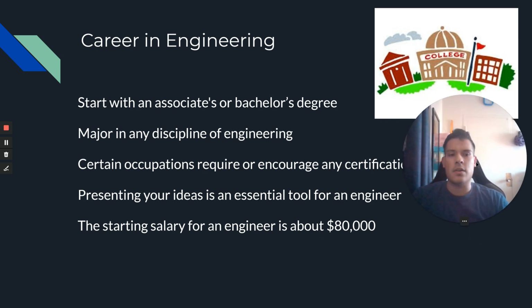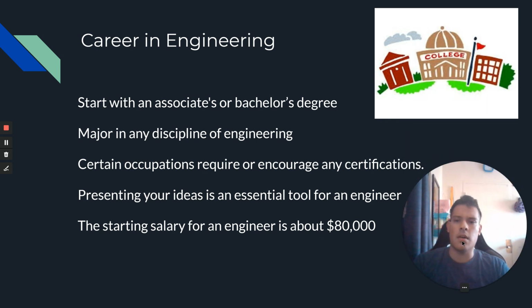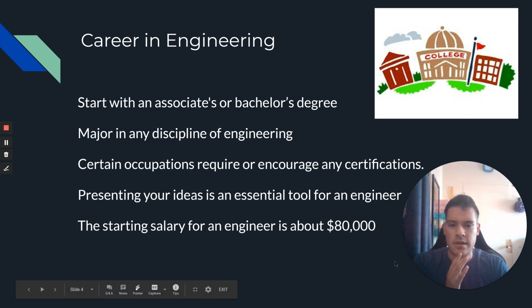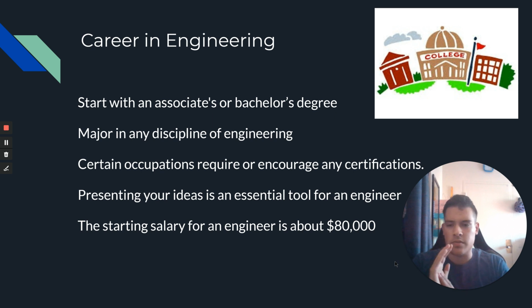If you want a career in engineering, you can start with an associate's or a bachelor's program. Major in engineering. There's different majors. There's all kinds of stuff. Certain occupations require or encourage certifications. So to become an engineer, there's two main certificates that you have to complete, which is the EIT, Engineer in Training, and the PE, Professional Engineering certificate.